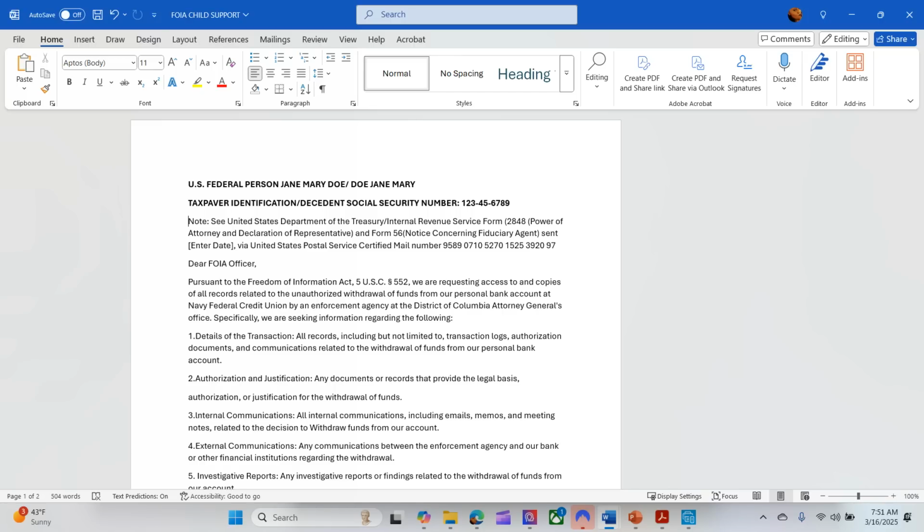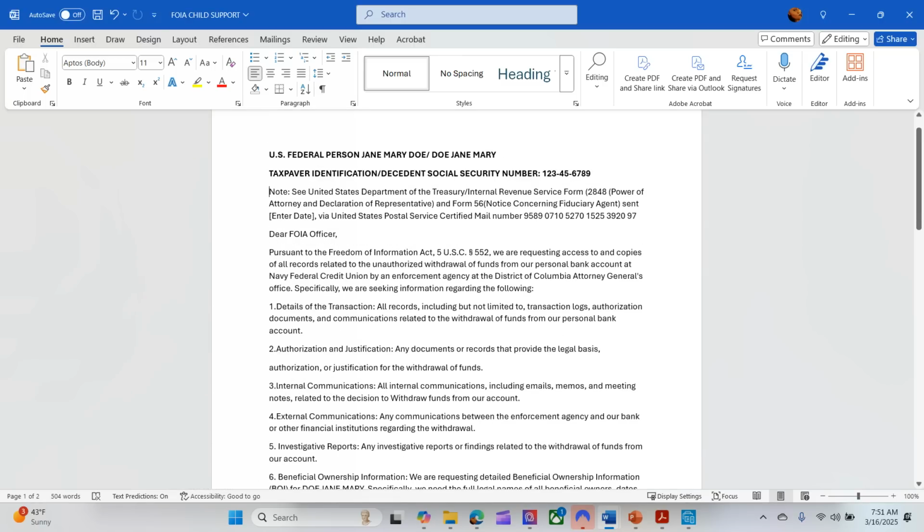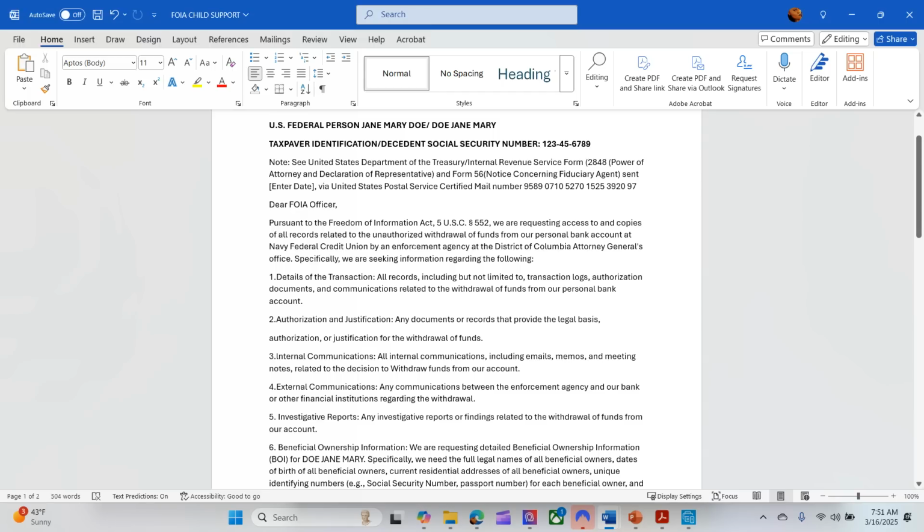We are requesting access to and copies of all records related to the unauthorized withdrawal of funds from our personal bank account at Navy Federal Credit Union by an enforcement agency at the District of Columbia Attorney General's Office. Specifically, we are seeking information regarding the following. I didn't know so many people banked with Navy Federal. Details of the transaction: all records including but not limited to transaction logs, authorization documents, and communications related to the withdrawal of funds from our personal bank account.